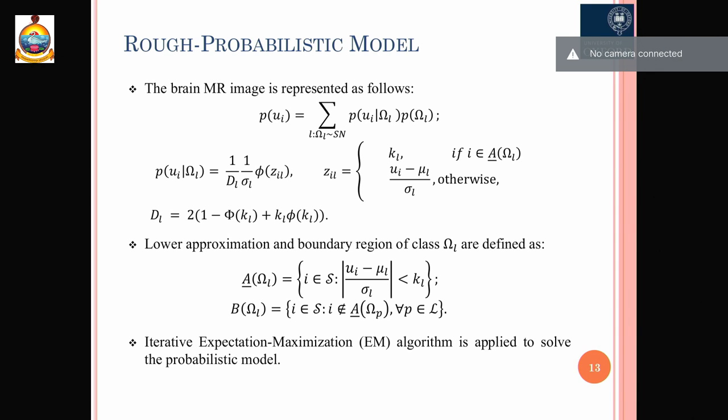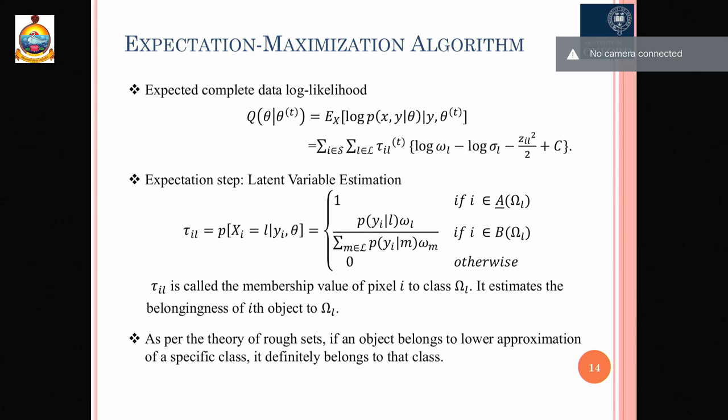This is the lower approximation region, so you are okay with that. This is the lower approximation, and the boundary region is the outside region. And now do the expectation maximization diagram, because of what I taught you previously. So again, the complete likelihood, the expectation step.